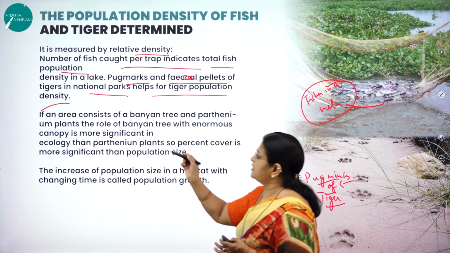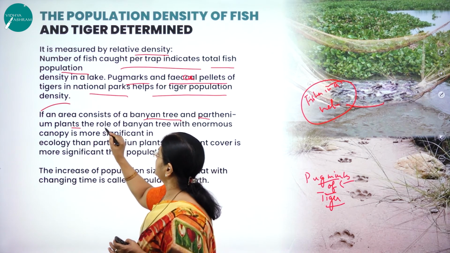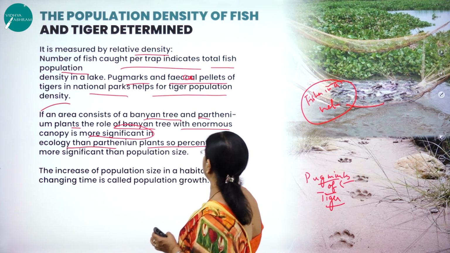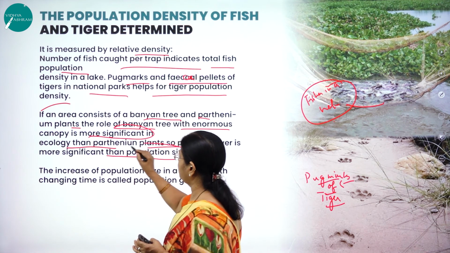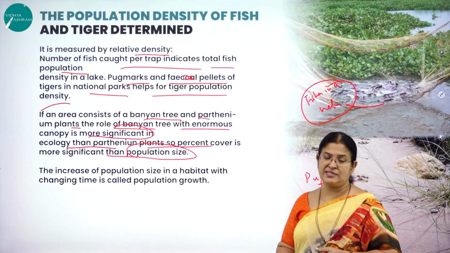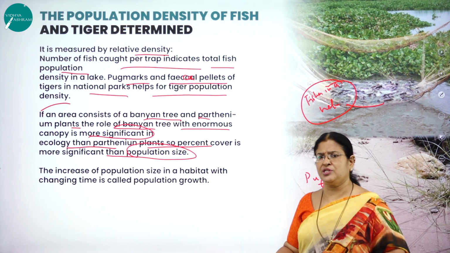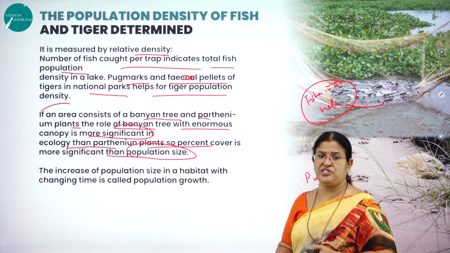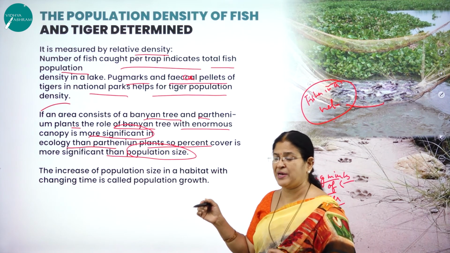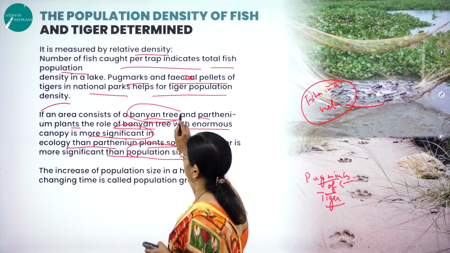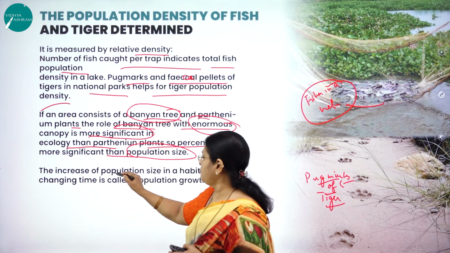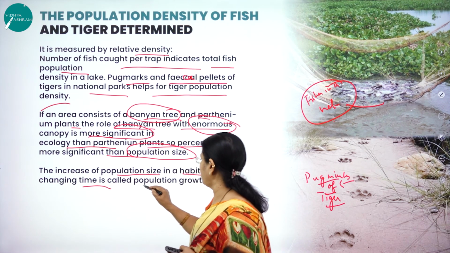Then if an area consists of a banyan tree and parthenium plants, the role of the banyan tree with its enormous canopy is more significant in ecology than parthenium plants. So percent cover is more significant than the population size. For example, all of us know that parthenium or carrot grass is an unwanted weed. It grows very luxuriously. But when we assess the vegetation or the population ecology of plants, we should not take into consideration the vegetation of the parthenium, but we need to take that of a banyan tree, which has a more enormous canopy, right?